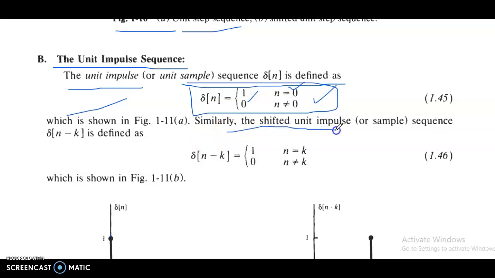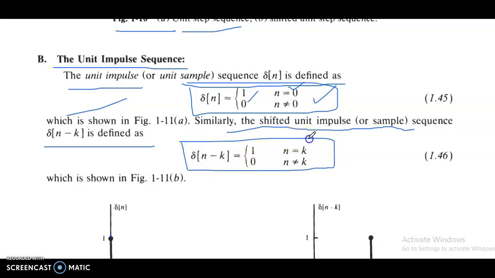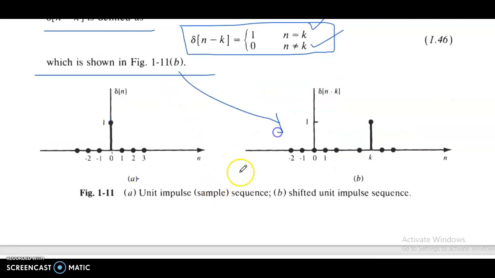Similarly, the shifted unit impulse or sample sequence δ[n − k] is defined as δ[n − k] = 1 when n = k, and δ[n − k] = 0 when n is not equal to k, which is shown in figure 1.1b. Figure A is the unit impulse sample sequence, and figure B is the shifted unit impulse.